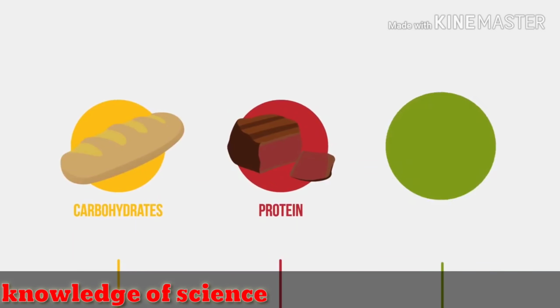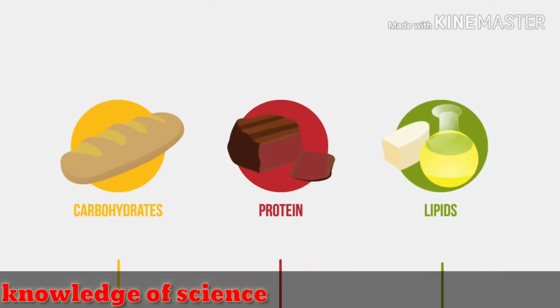In this video, we're going to look at carbohydrates, proteins, and lipids. When I say lipids, I'm talking about fats and oils. Life processes depend on biological molecules, whose structure is related to their function.